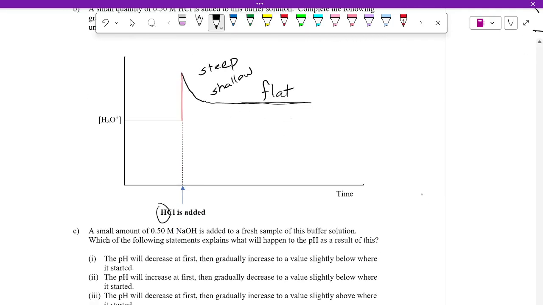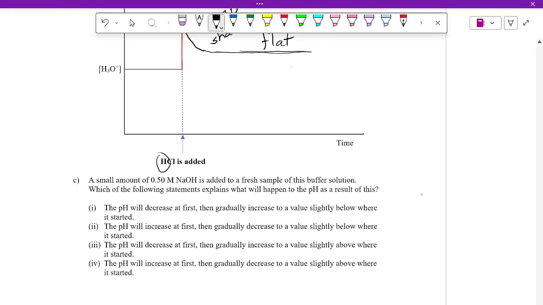A small amount of NaOH is added to a fresh sample of this buffer. Which of the following statements explains what will happen to the pH as a result of this? So if we add NaOH, first of all, what is that going to do to the concentration of H plus or H3O plus? It's going to go down. And if it goes down, what's going to happen to the pH? Yeah, the pH is going to increase.